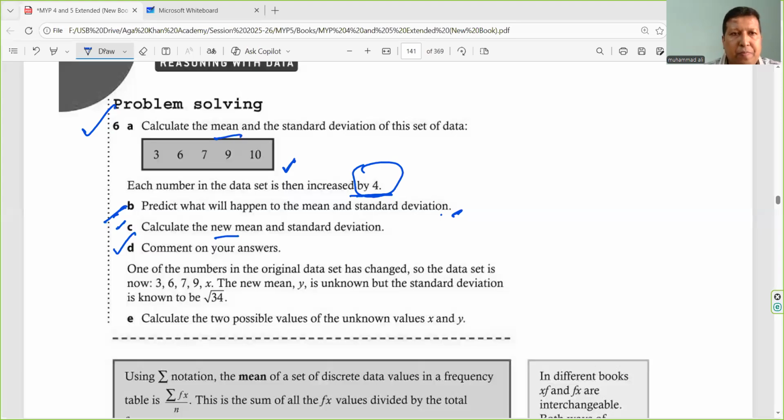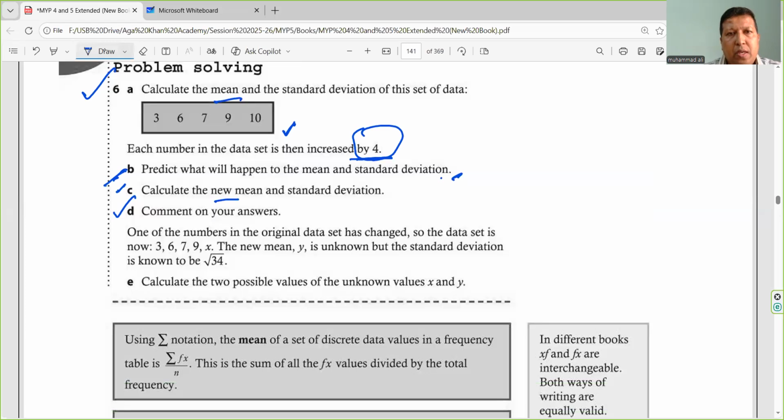Now the last part: one of the numbers in the original data set has changed. So the data set is now 3, 6, 7, 9, and x. The new mean y is unknown, but the standard deviation is known to be root over 34. Calculate the two possible values of the unknown values of x and y. So we try to find the mean of the new data.